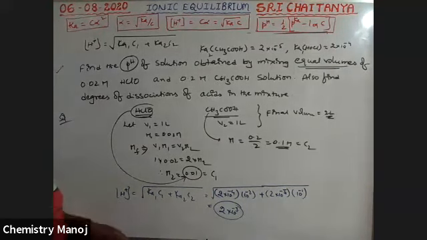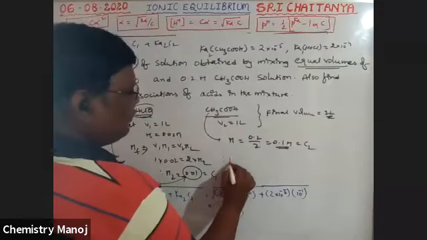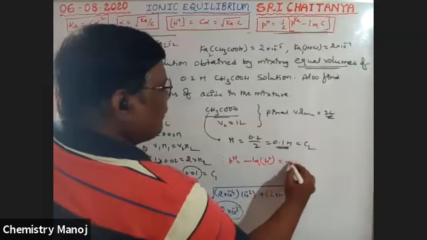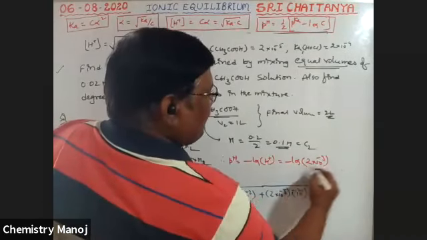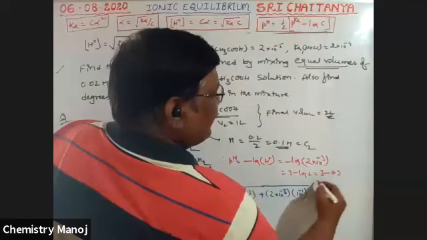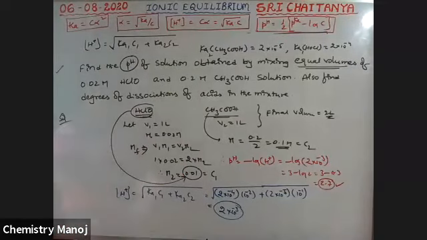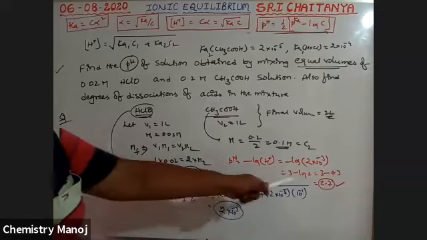You should calculate pH. Therefore, pH is equal to minus log H plus concentration, which is minus log of 2 into 10 power minus 3. That is 3 minus log 2, which is equal to 3 minus 0.3, which is equal to 2.7 is the answer. So that is the pH value. Okay, so the pH of this solution is this much.